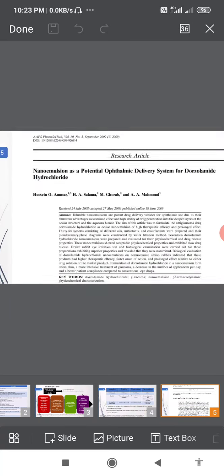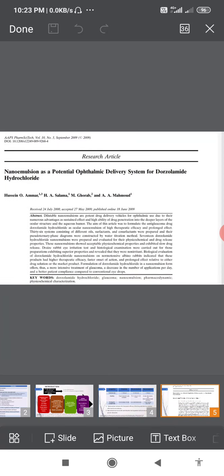This is the snapshot of the article which was published in the American Association of Pharmaceutical Scientists journal in 2009. And the authors of this article are Hussein Ammar, Salma Ghorab and Mohammed.